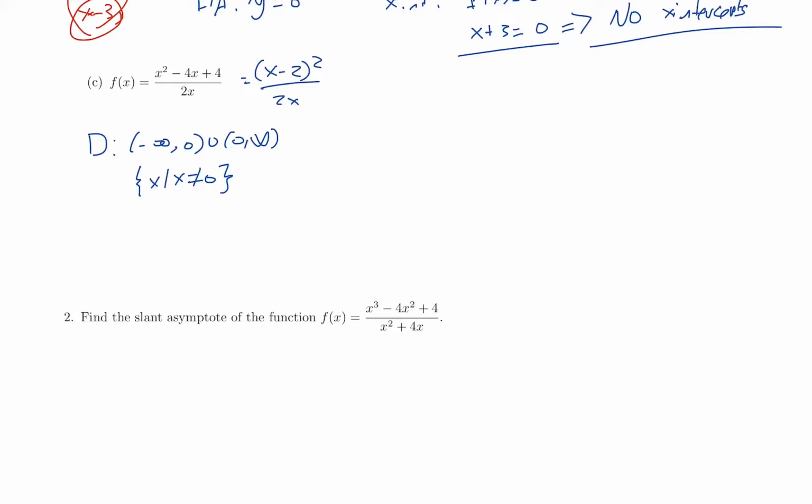Vertical asymptote is, this is as simple as we can make it. We cannot simplify this expression anymore. Therefore, whatever makes the denominator 0, so x equals 0, is the vertical asymptote.